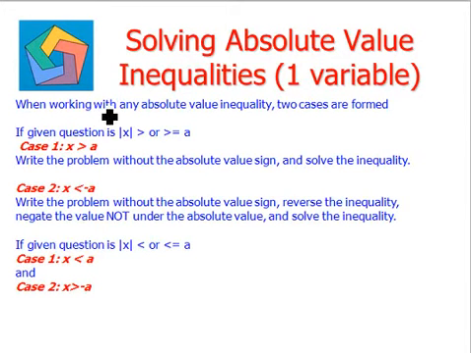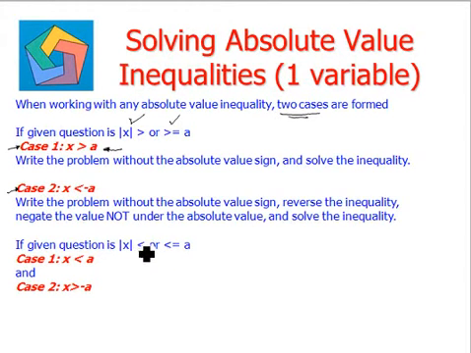When working with any absolute value inequality, two cases are formed. First of all, if the given question is |x| greater than or greater than or equal to a, in that case the first option is x greater than a. Then we solve our inequality using this equation, and the second option is x is less than negative a. So we'll solve our absolute value inequality using this equation.